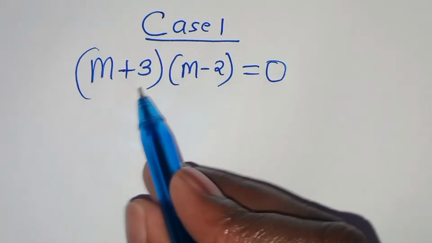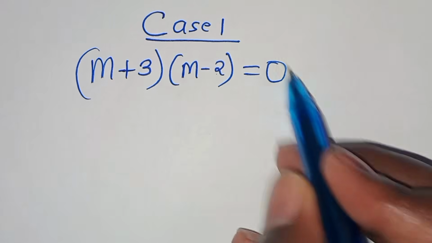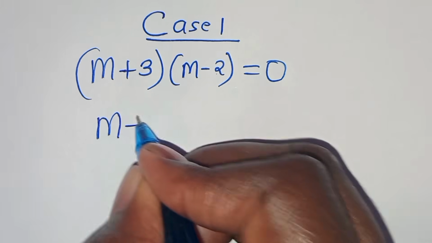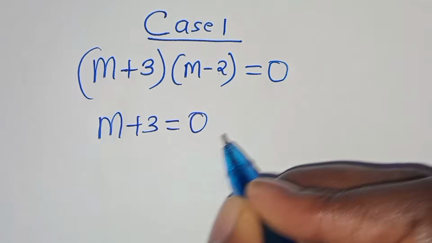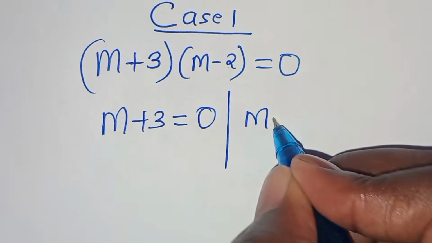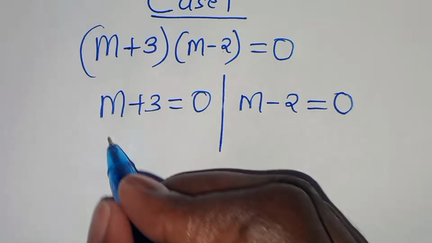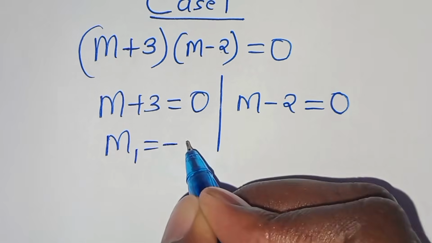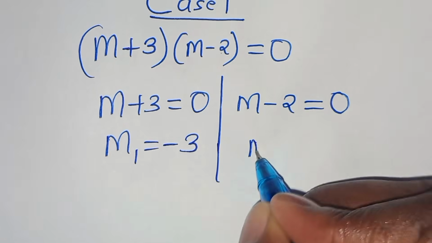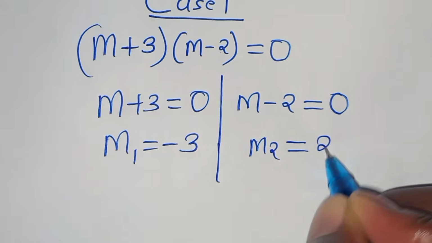Now we have (m + 3)(m - 2) = 0. So this is m + 3 = 0, and m - 2 = 0. So we have m1 is equal to -3, and we have m2 is equal to 2.